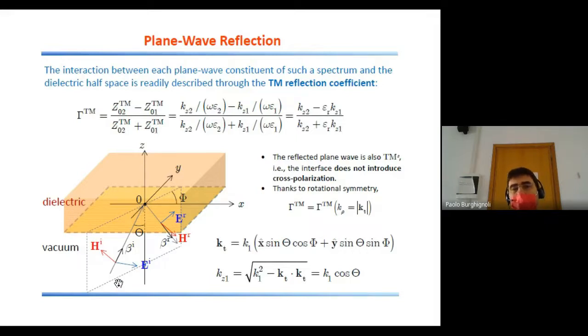What happens is well known. There will be a reflected wave and also a transmitted wave. The reflected wave is weighted in amplitude by this TM reflection coefficient, which can be derived, for example, through an equivalent transmission line. Its expression is very simple. It's a ratio of the difference and the sum of the two characteristic impedances of the transmission lines associated with TM waves, which are available in closed form. They are, in turn, the ratio between the vertical wave number and the product of the radian frequency omega and the permittivity of the medium.